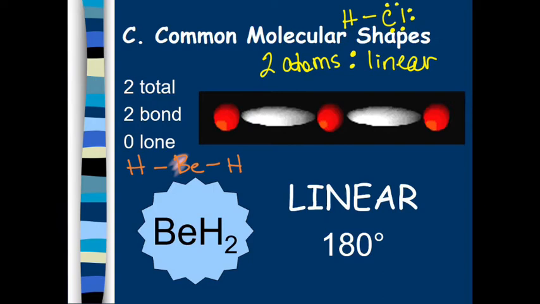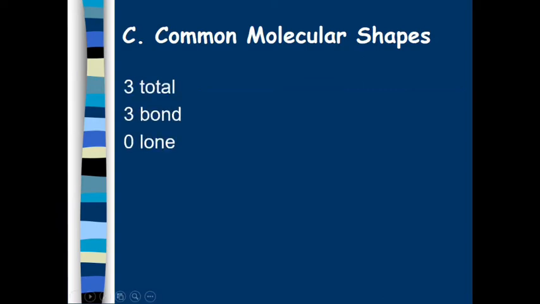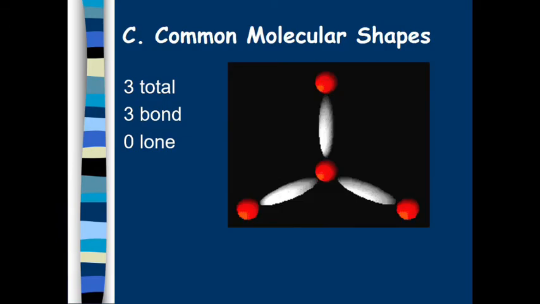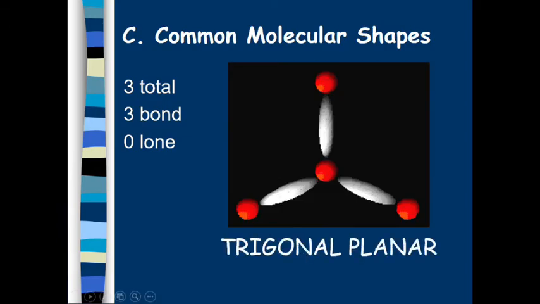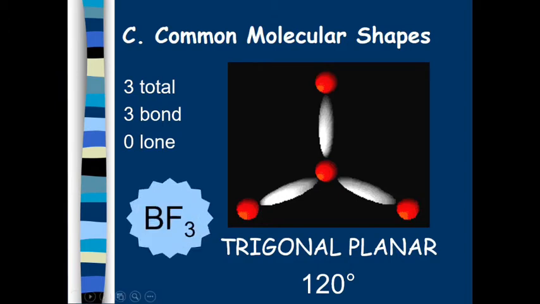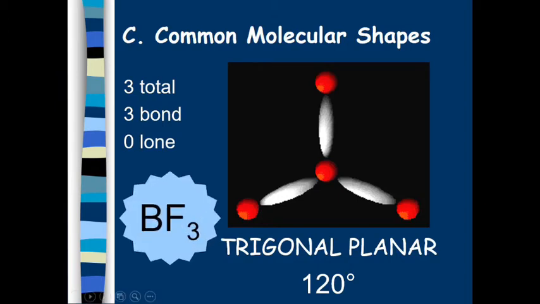So that is our first of our 8. The second one: 3 total molecular pairs, but all 3 are bonding, no lone pairs. There's an example of what it looks like. This is called trigonal planar. Trigonal because it is 3-sided, 3 bonded pair, planar. All of our atoms lay in the same plane, and our bond angle is 120 degrees.